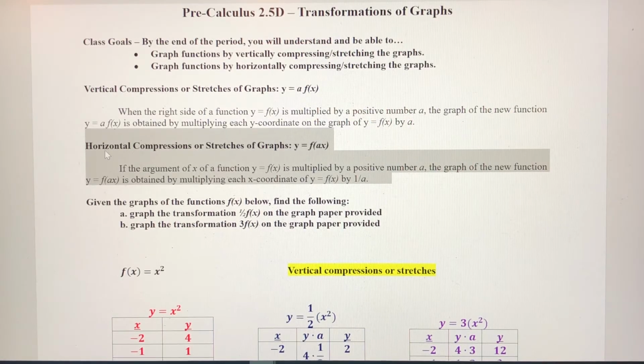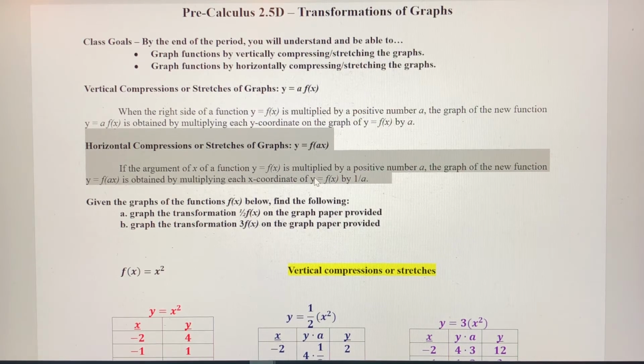Okay, so now we're looking at horizontal compressions or stretches of graphs. So notice up here we were multiplying f of x times a coefficient a, and we used 1/2 and 3 in our examples. Here we're multiplying the argument x by a coefficient, and then we'll be doing whatever the function asks us to do. We're going to continue working with this quadratic f of x equals x squared. Now we're not just going to be squaring the x, we're going to be squaring something times the x. And you can see the difference, hopefully, between this version and this version, okay?